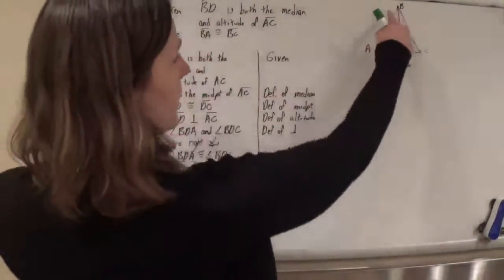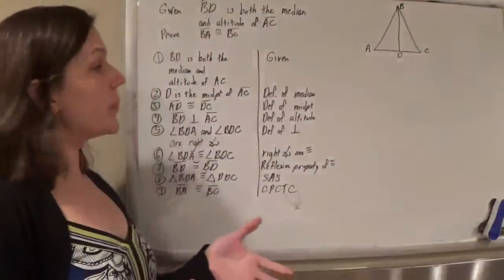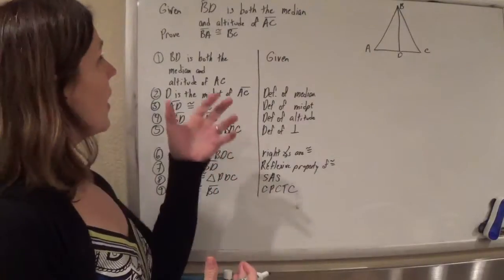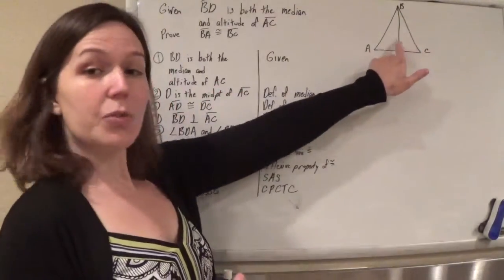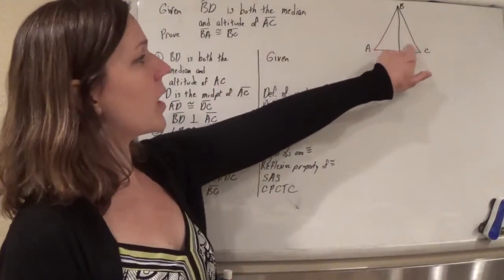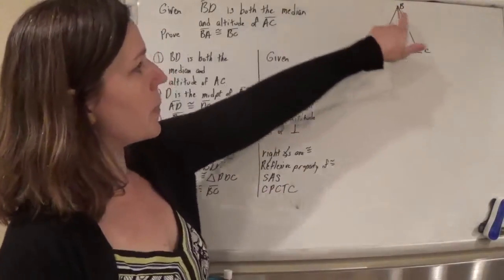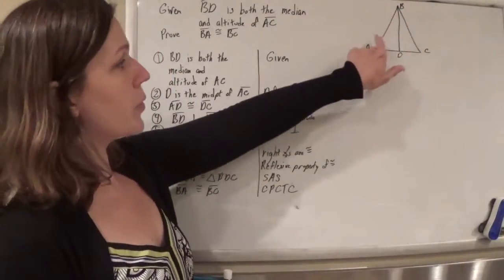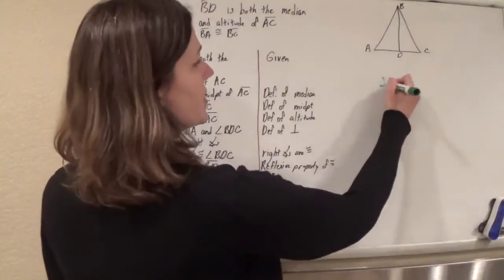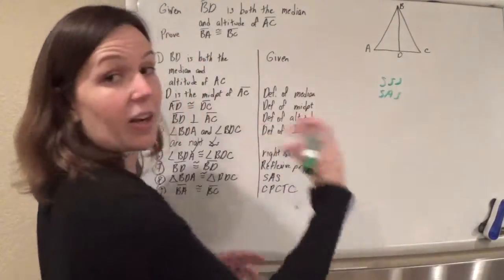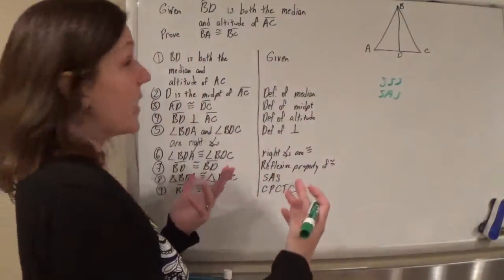So we need to prove that BA is congruent to BC. We need a plan of attack first. I'd love to prove that these triangles are congruent, because if these triangles are congruent, then their corresponding parts will be congruent. And I can prove that these triangles are congruent by side, side, side, side, angle, side, all those good things. Let's see what they gave us.